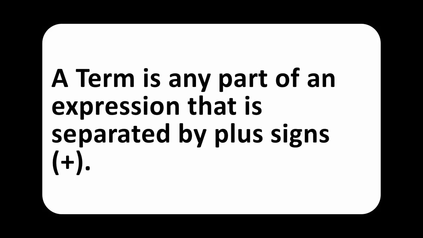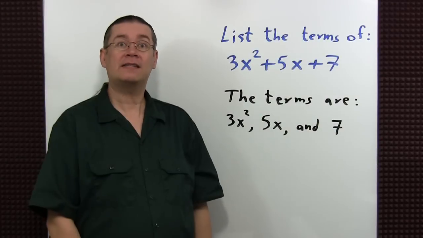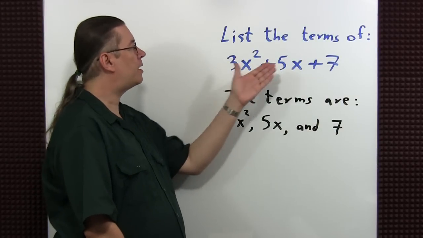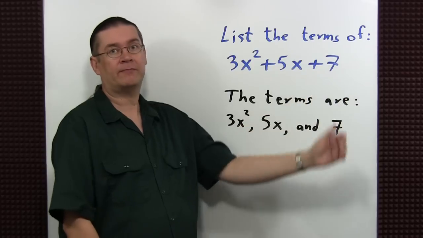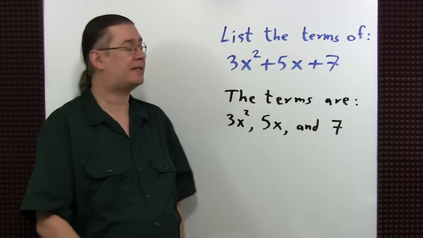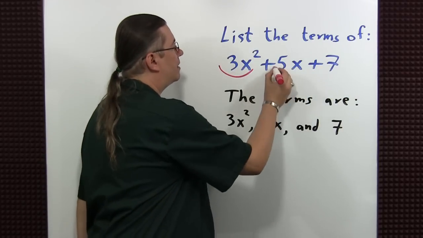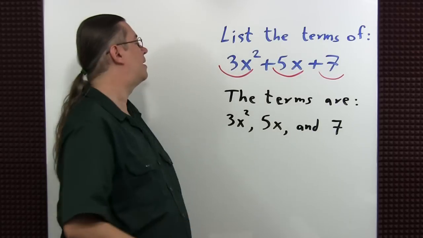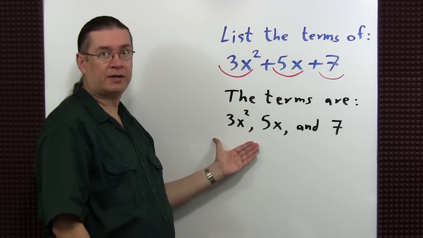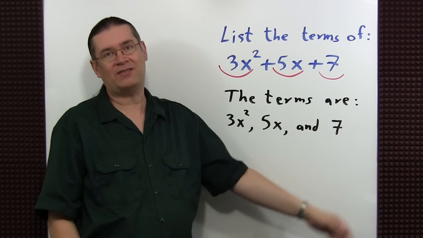Term. A term is any part of an expression that is separated by plus signs. Let's list the terms of 3x squared plus 5x plus 7. Terms are separated by plus signs. So here's one, there's one, and that's the last one. The terms are 3x squared, 5x, and 7.